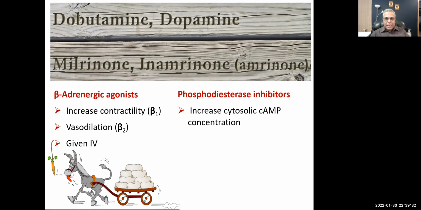Phosphodiesterase is the enzyme which destroys cyclic AMP, right? Maybe I have got the mechanism of action in the next slide. I'll show that to you. So these are phosphodiesterase inhibitors. They will prevent the degradation of cyclic AMP and they will increase the concentration.